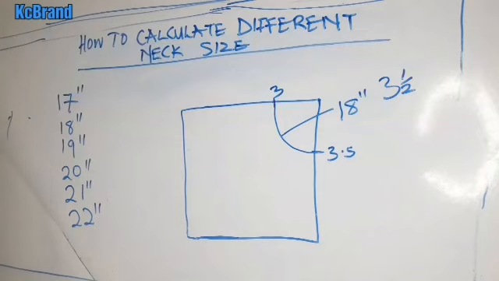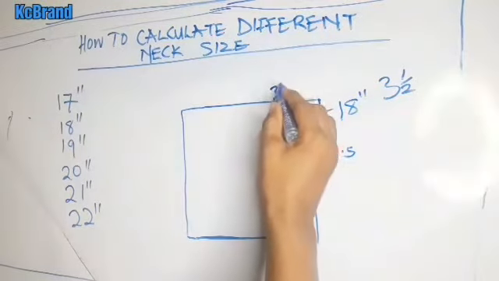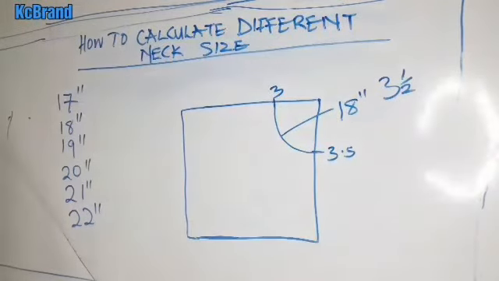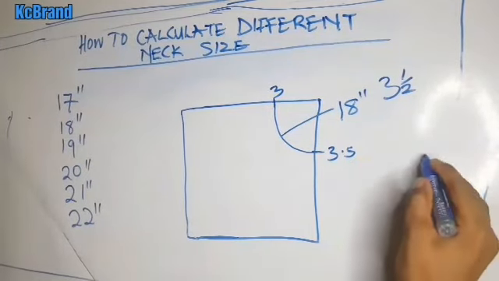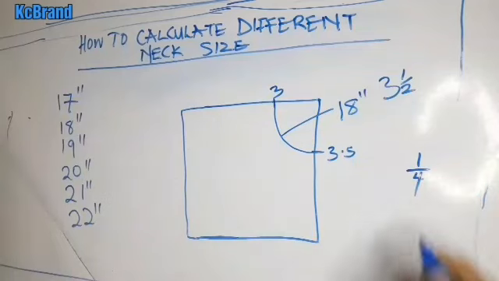Now, if I want to cut a neck of 19 inches, how do I go about it? You see this upper part that has 3. If you want to go from 18 to 19, all you need to do is add a 1/4 inch. What did I say? All you need to do is add a 1/4 inch. What is a 1/4 inch? It is 1/4.